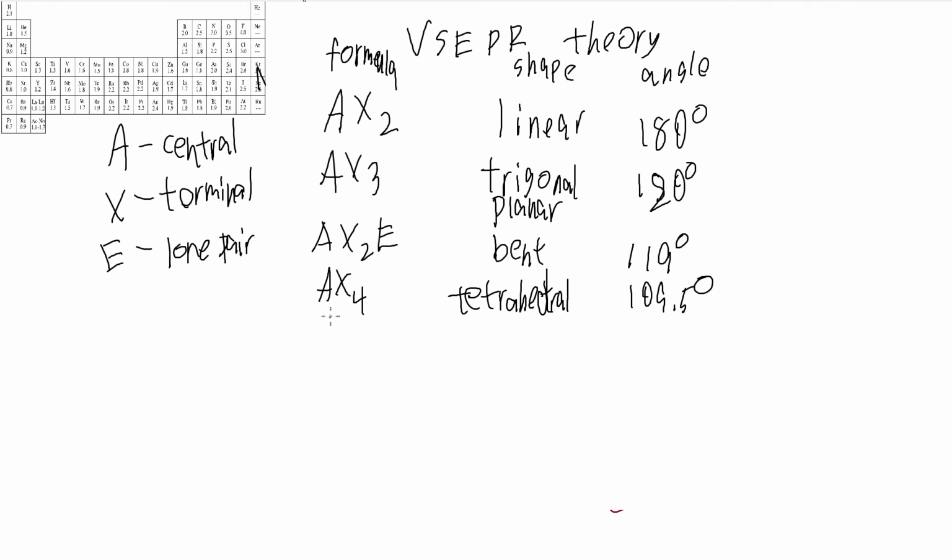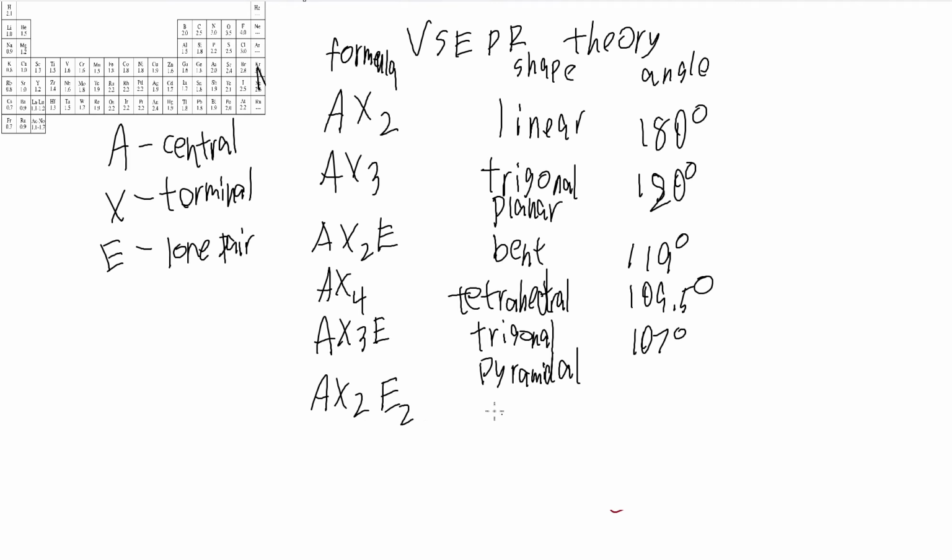Now, what you can have is AX3E, completely different from AX3 that we mentioned here. AX3E has one lone pair, which, remember, repels slightly more, and so this is known as trigonal pyramidal, because it forms a sort of little pyramid, which is 107 degrees.